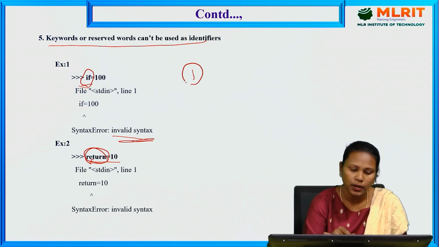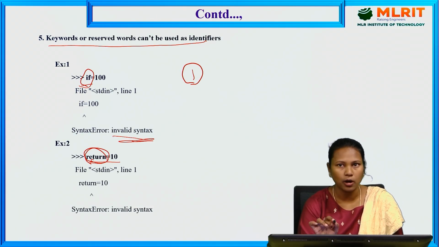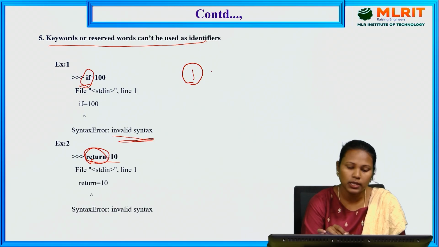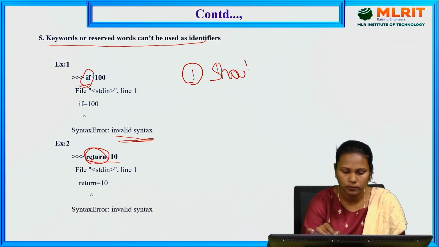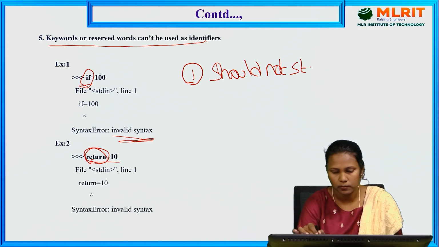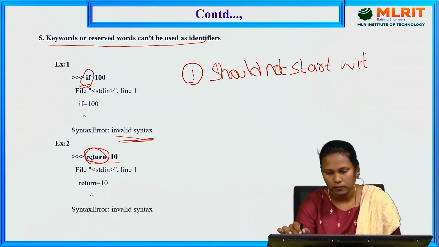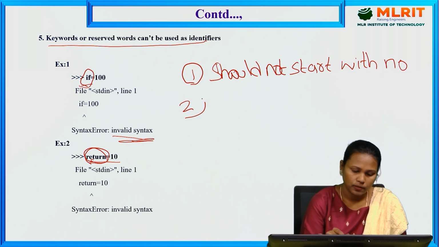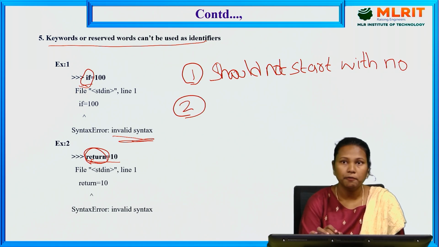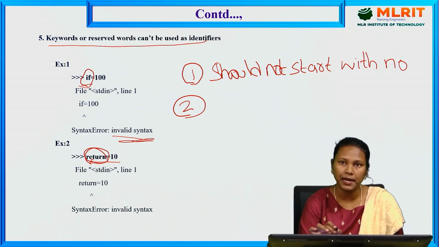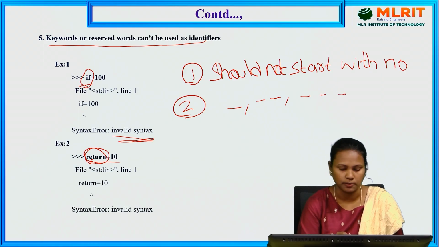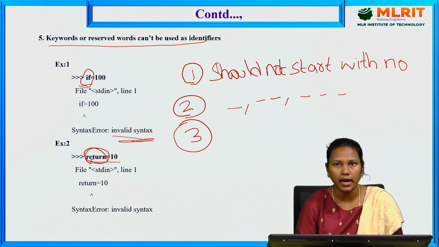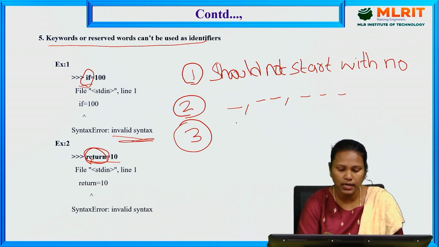The first rule is it should start with capital letters or small letters, and it should not start with a number. That is the first rule. Second rule, we can define the identifier starting with either single underscore, double underscore or triple underscore. For defining the identifier, we don't use special characters.